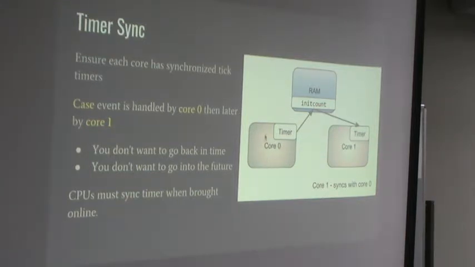If one core handles that event and then later another core handles it, if the times are off, the kernel will complain saying, oh, I moved back in time, or oh, it's been 15 ticks when it should be 0 ticks, what I expected. So we don't really want to go back in time, or go into the future when we're servicing these events. It's kind of more complicated, but if anybody knows how to explain it better.